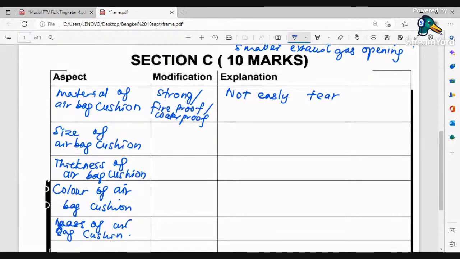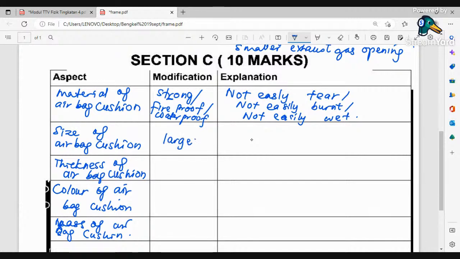Kalau letak fireproof maksudnya not easily burn. Kalau you letak waterproof, not easily wet. Kan? Jadi banyak idea boleh dapat lah tu. Material. Okay, jadi sesuai dengan situation. Normally kalau apa-apa soalan pun berkaitan strong kita boleh letak. Strong tu yang senang. Okay, size of airbag cushion mestilah larger, betul tak?